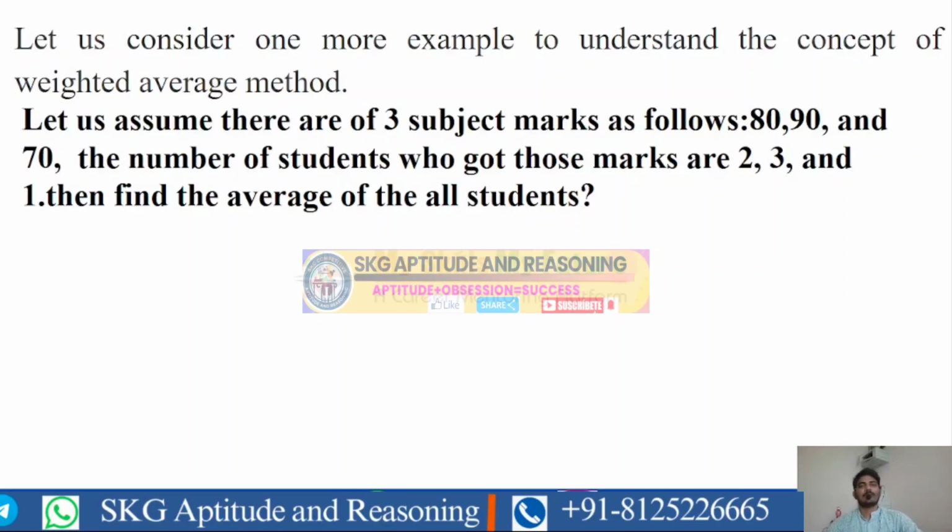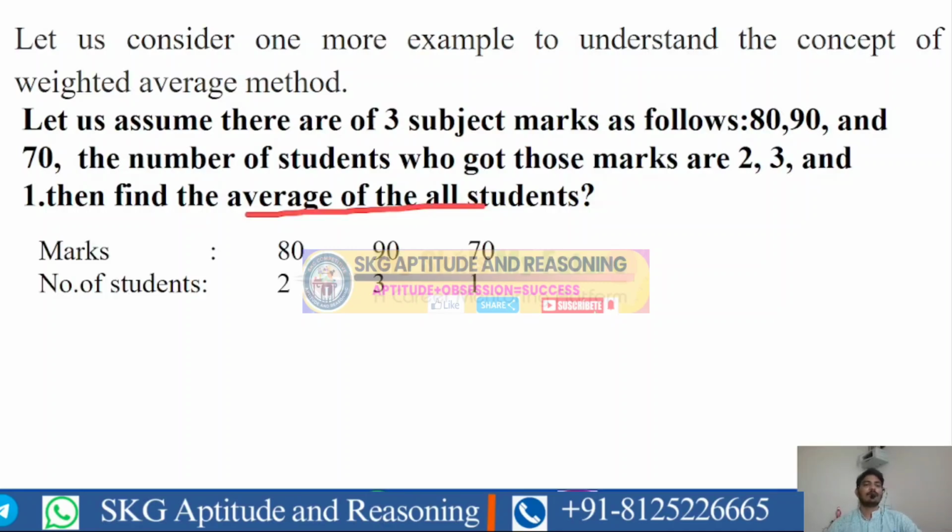Let us consider that there are three subjects' marks: 80, 90 and 70. The number of students who got those marks are 2, 3 and 1. So 80 marks were got by 2 students, 90 marks by 3 students, and 70 marks by 1 student. Similar to the previous case, here also we need to find the average of all the students.